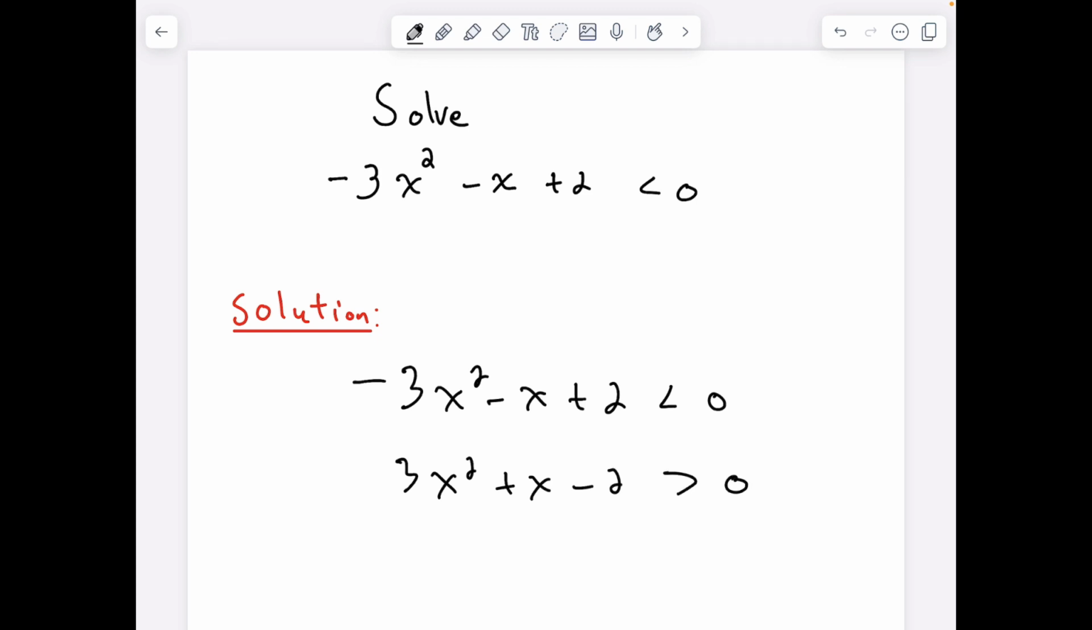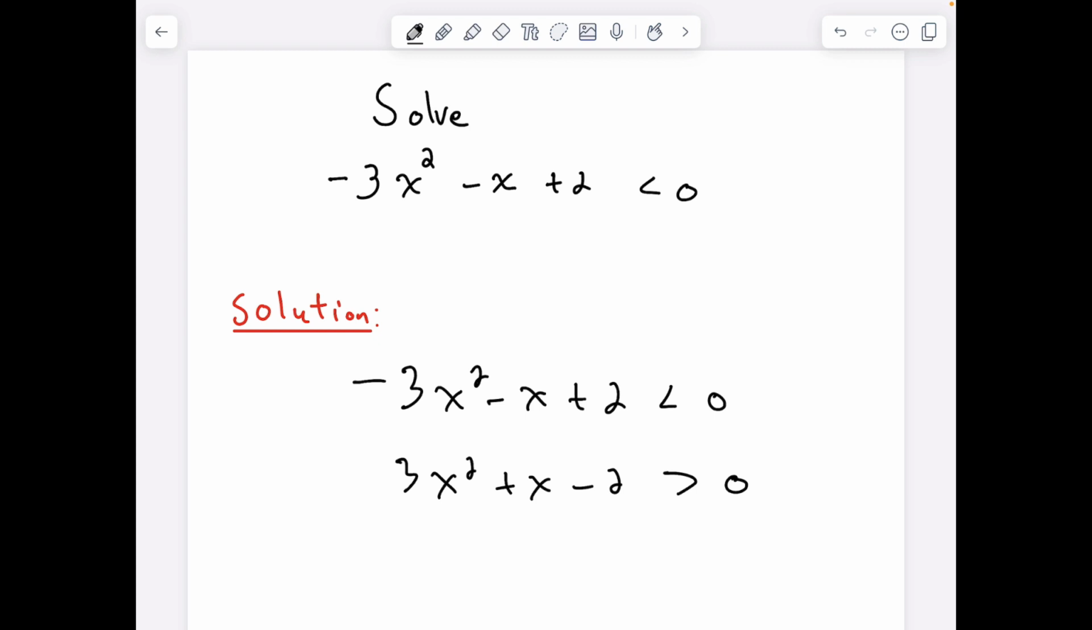Whenever you multiply or divide an inequality by a negative, the inequality sign changes. So if it's a less than, it becomes a greater than. Now, you don't have to do that, but I just find it easier if the leading coefficient, which in this case was -3, is positive instead of negative. The leading coefficient just means the number in front of the highest power. It just makes things easier because of the next step.